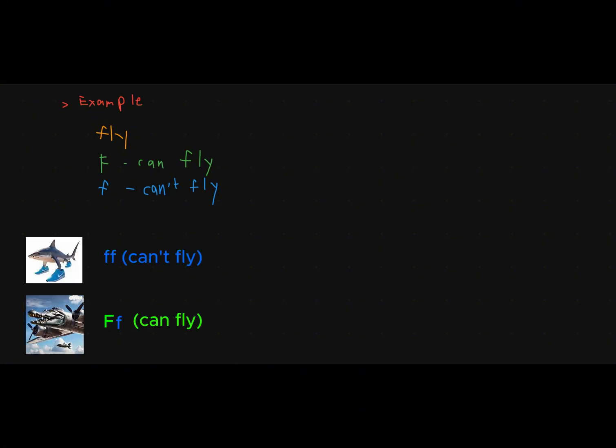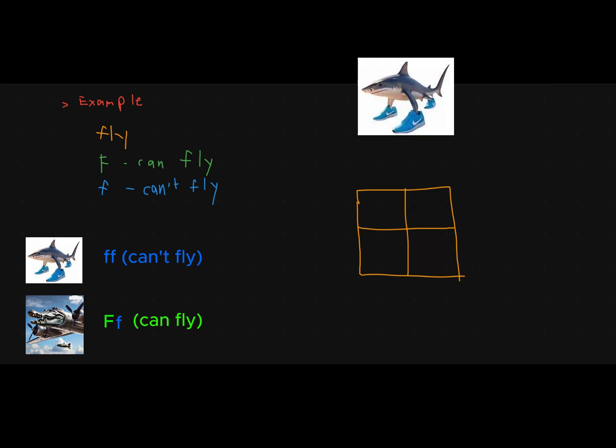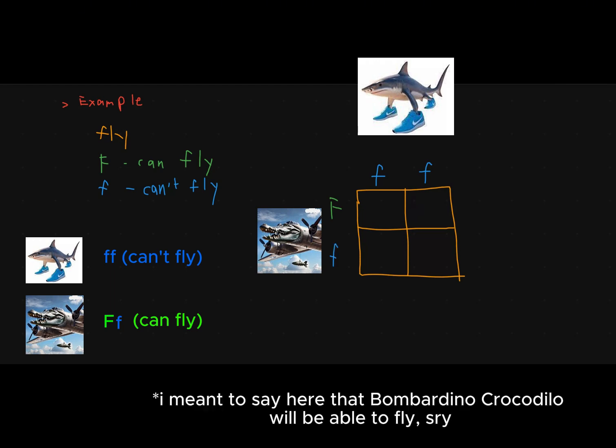We will set up the alleles as such in this Punnett square. So create this Punnett square. And we will let Tralalero Tralala be little f because he cannot fly. On the contrary, Bombardino Crocodilo is able to fly, so in this video we will let her alleles be big F and little f, so heterozygous, but still she will be able to fly.